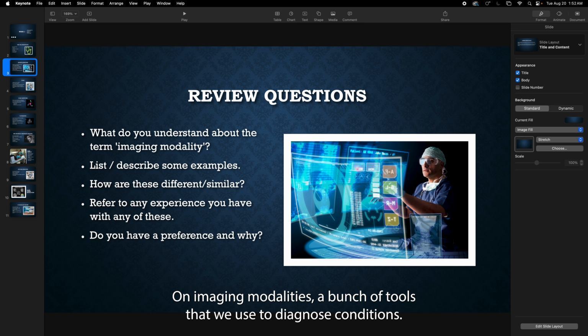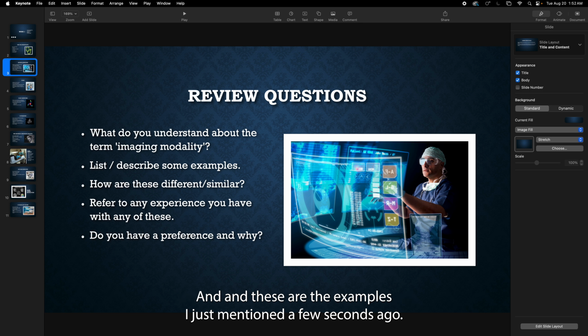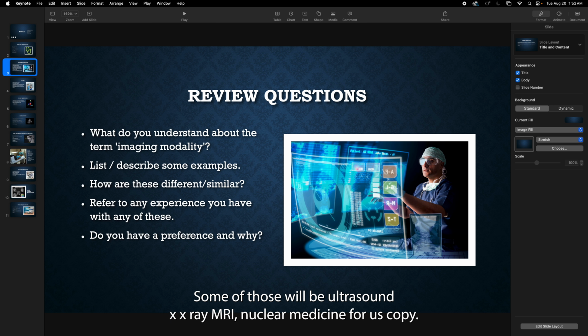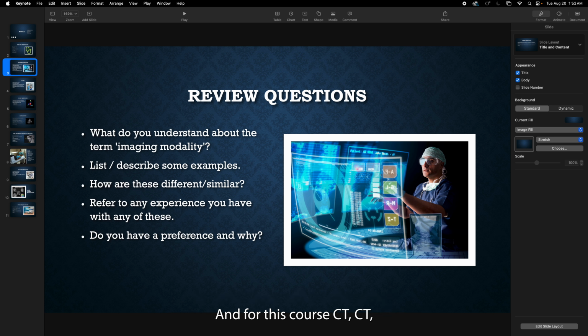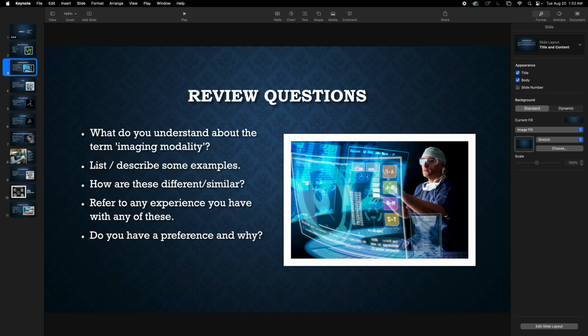Well, imaging modalities are a bunch of tools that we use to diagnose conditions. And these are the examples I just mentioned a few seconds ago, right? Some of those will be ultrasound, X-ray, MRI, nuclear medicine, fluoroscopy, and for this course, CT. CT just means computerized tomography. The description of that is going to be in the video, so you've got to make sure you watch those videos on the EdPuzzle.